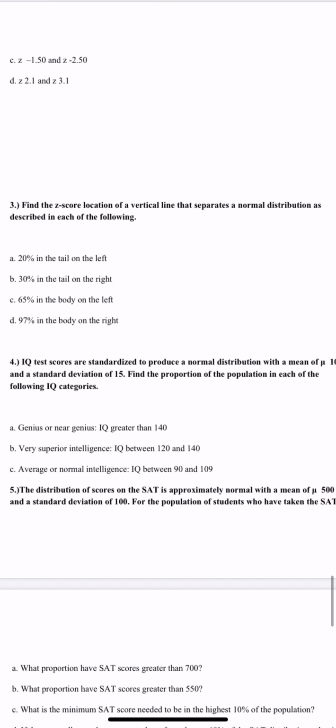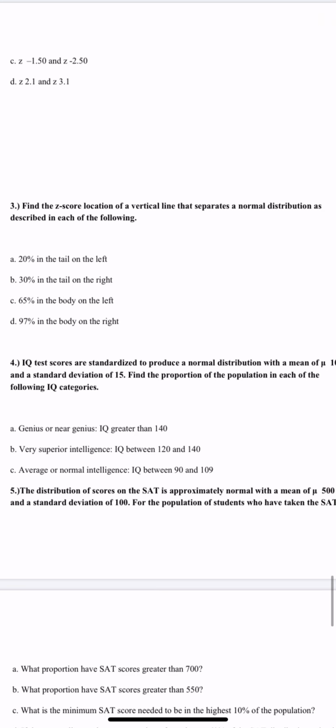3, find the z-score location of a vertical line that separates a normal distribution as described in each of the following. So 20% in the tail on the left. So what you do here is you go to the tail column, you look for the number that is closest to 20% in decimal form, which will be 0.2000, and you get that z-score. Now that z-score is 0.84, but if it's 20% in the tail on the left-hand side, you know that z-score must be negative, so it's negative 0.84.